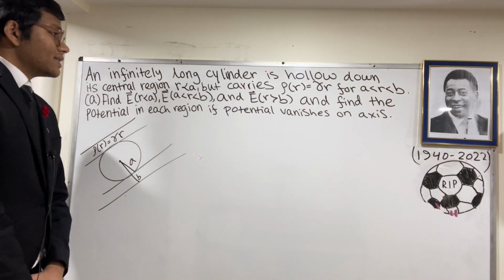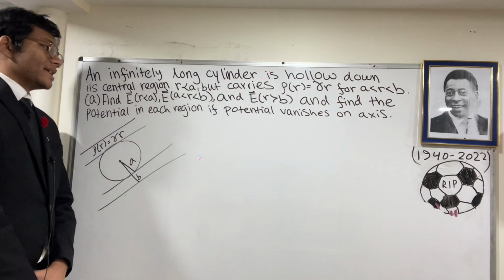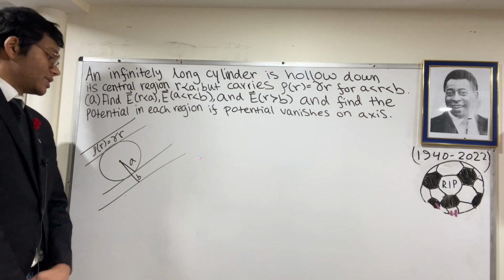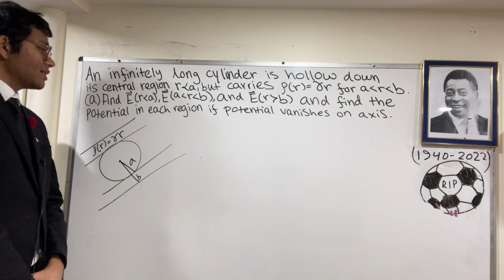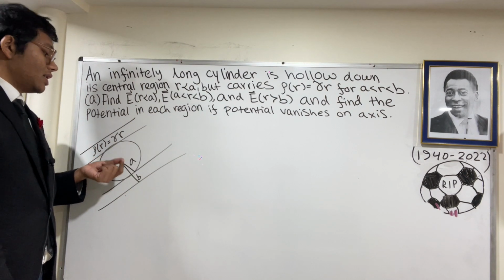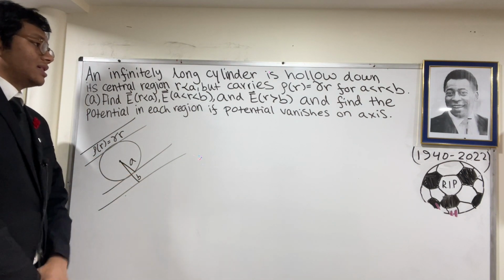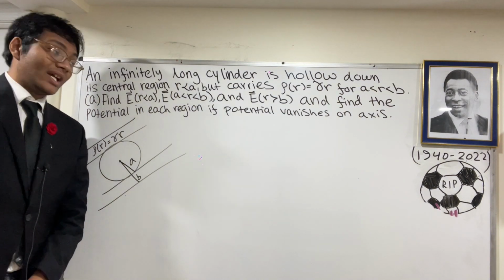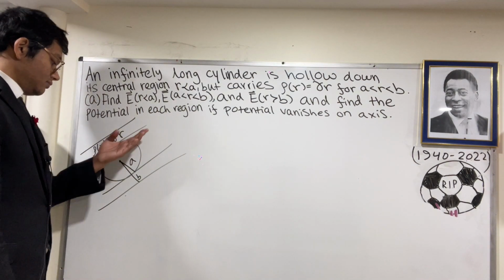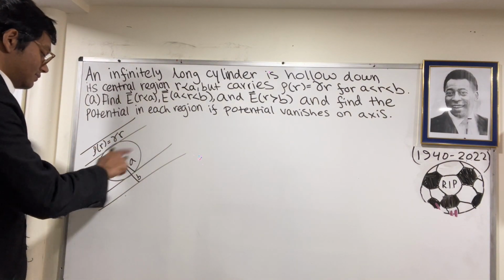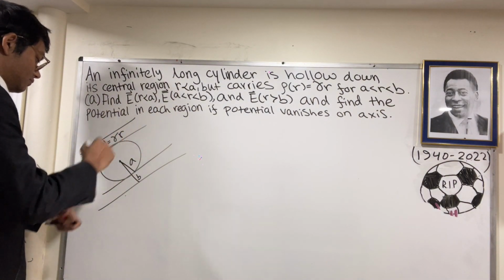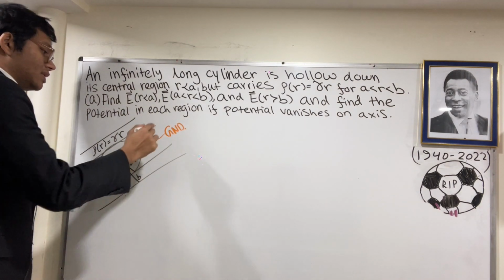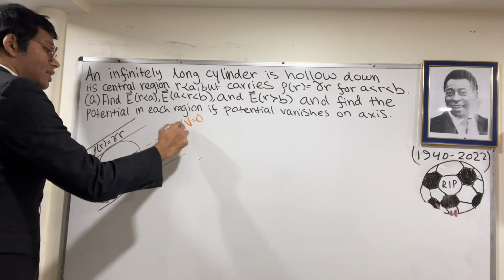An infinitely long cylinder is hollow down its central region r less than a, but carries a volume charge density gamma r for r between a and b. Find the electric field within the hollow region, within the annular region, and outside of the entire charge distribution, and find the electric potential in each region if the potential vanishes on the axis. So on this axis right here, down this axis is the ground for our electric potential, aka where our electric potential equals 0.